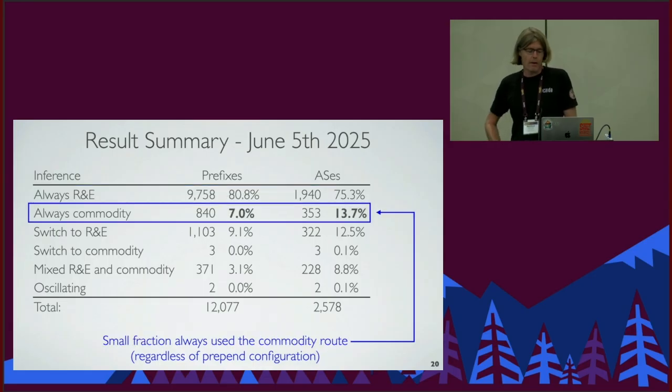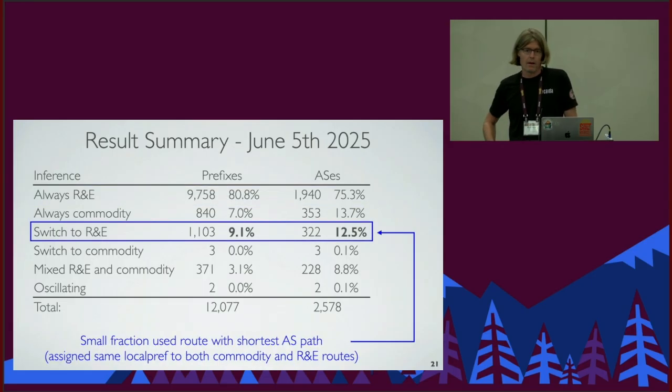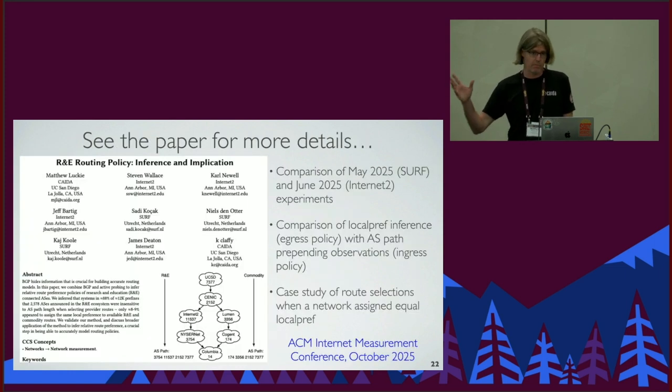There was a smaller percentage that always followed the commodity path, and then another portion that appeared to assign equal local preference to both R&E and commodity. So that was a bit of work that we did with this system that looked at R&E routing policies. And we wrote a research paper that's published and publicly available, and I encourage you to take a look at the paper. It has a lot more details than that.